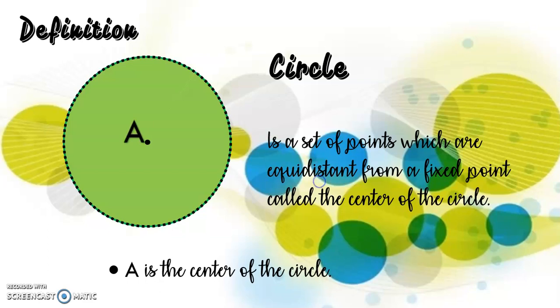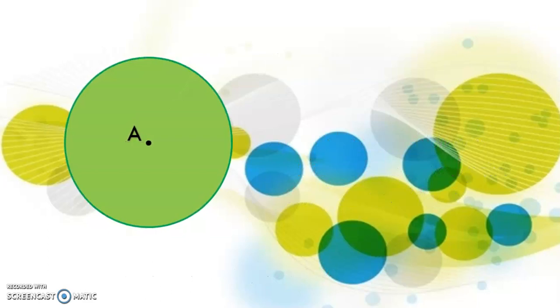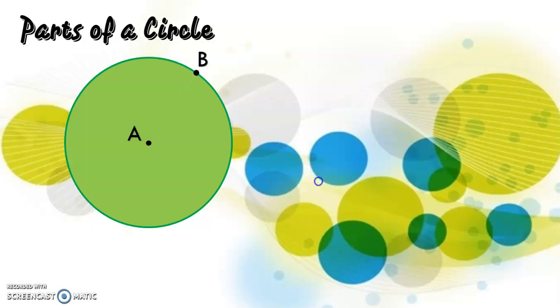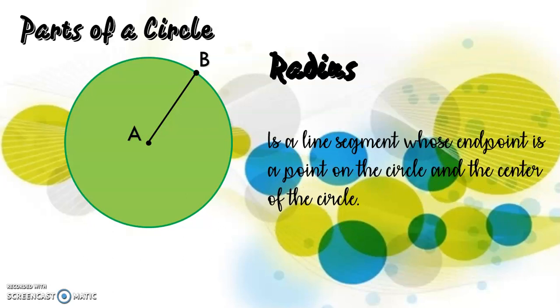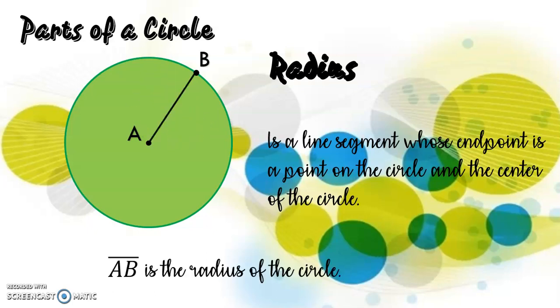And of course, the circle has different parts. Let's take one of the points on the circle and name it as point B. Connecting the center and the point, there's a line segment drawn. And this line segment is called the radius. Radius is a line segment whose endpoint is a point on the circle and the center of the circle. So segment AB is the radius of the circle.